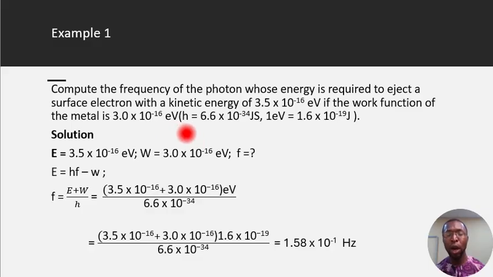Now, as our method of solving the problem, we write out our parameters. First of all, we are given the kinetic energy, capital E, to be 3.5 × 10^-16 electron volt.